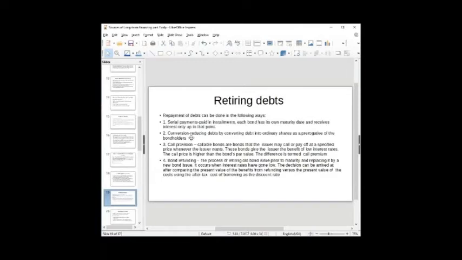Another one is bond refunding. How is this? This is the process of retiring an old bond issue prior to maturity and replacing it by a new bond issue. It occurs when interest rates have gone low. So the decision can be arrived at after comparing the present value of the benefits from refunding versus the present value of the cost, using the after-tax cost of borrowing as the discount rate.